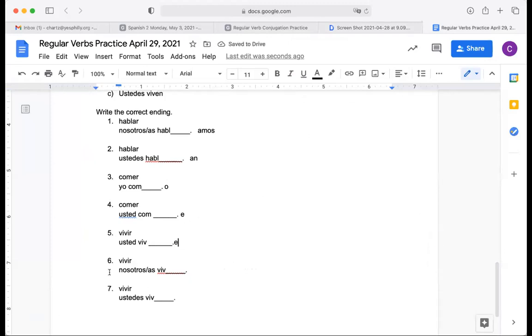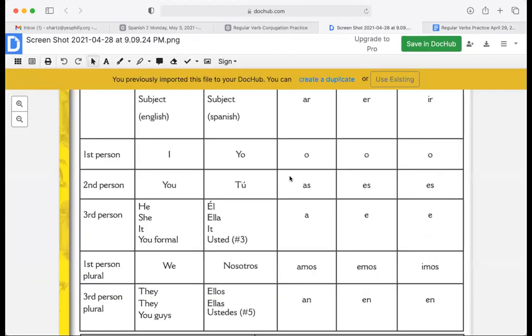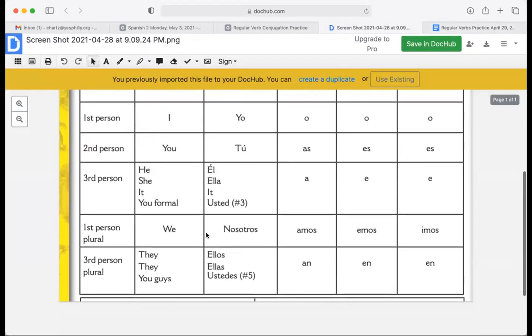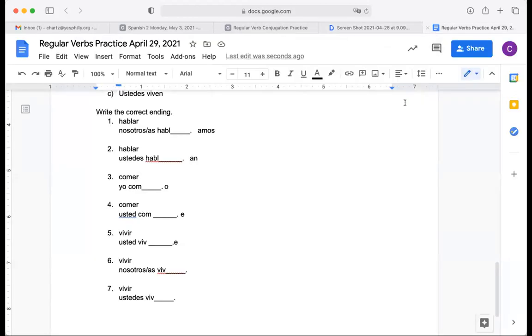For number 6, we have vivir, and our subject is nosotros or nosotras, either one. So we have our stem here, which is VIV. So let's go to our chart and let's find nosotros. Right here we are. And we're going to go all the way over to our IR chart, and it's emos, right? So it's vivimos.